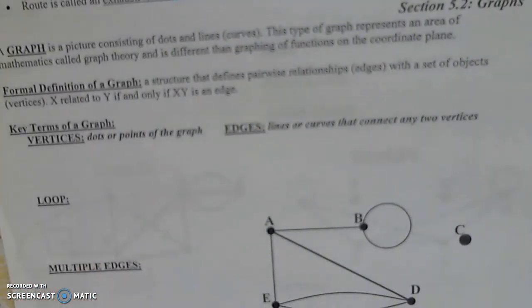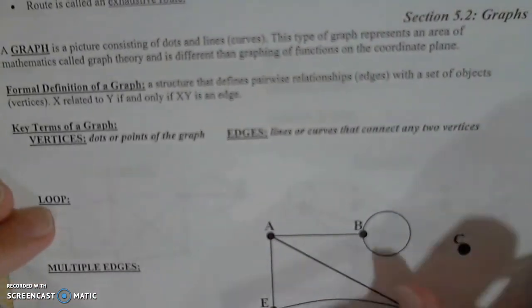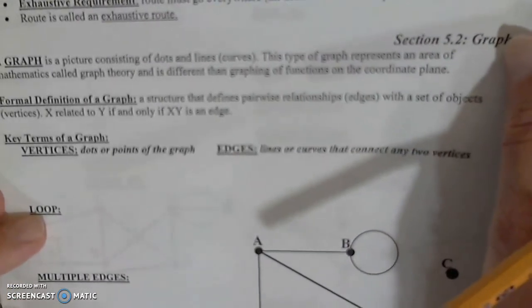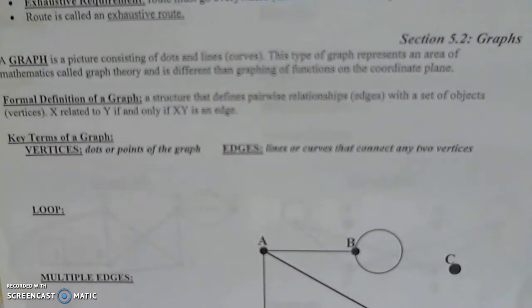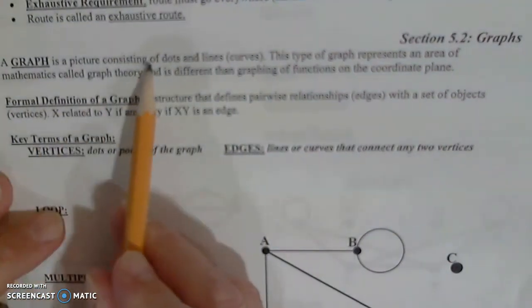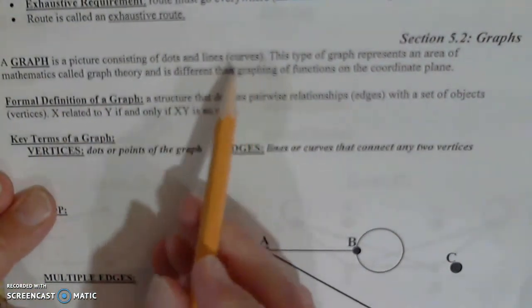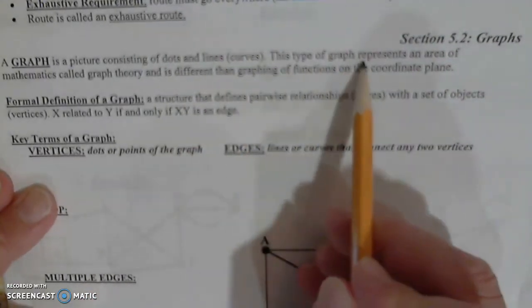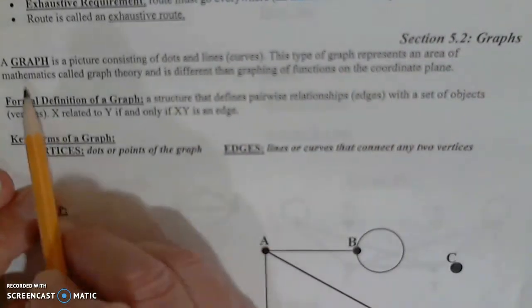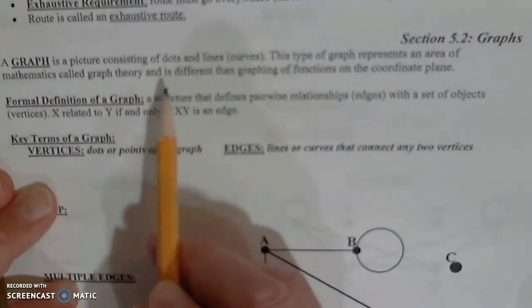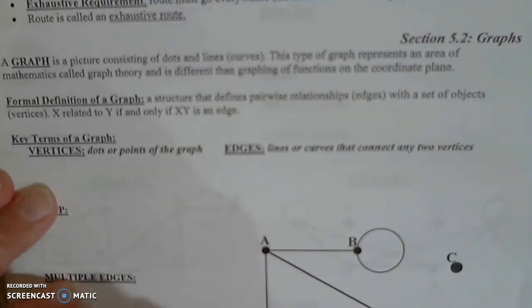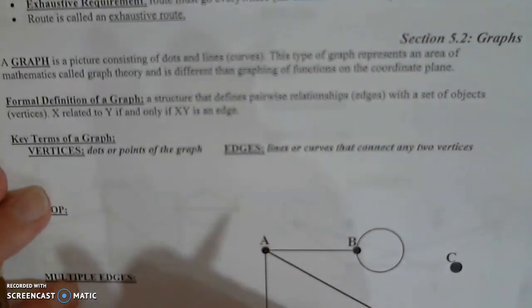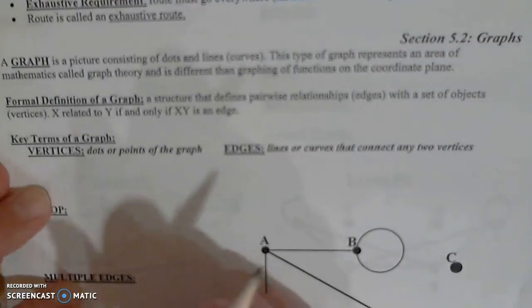All right, so moving on then to 5.2. Here's kind of the meat; we're going to start doing some introductory things here. The first thing we're going to talk about is a graph. A graph is a picture consisting of dots and lines, could be curves. This type of graph represents an area of mathematics called graph theory, and is different than graphing of functions on a coordinate plane. So this isn't like graphing a parabola or anything like that, okay?